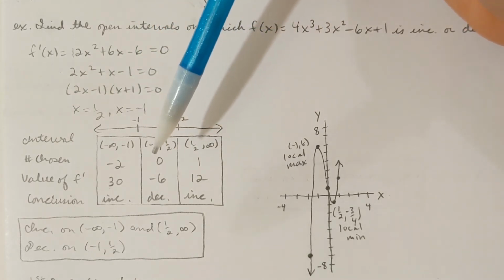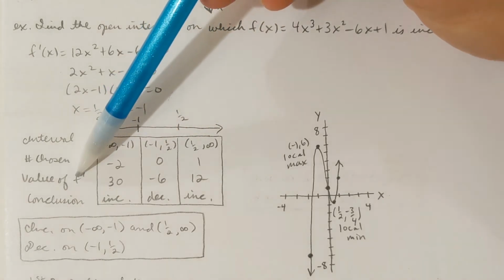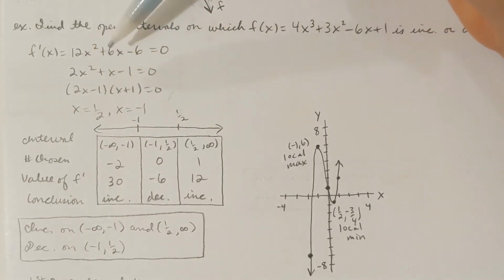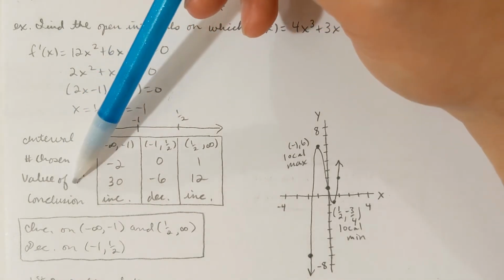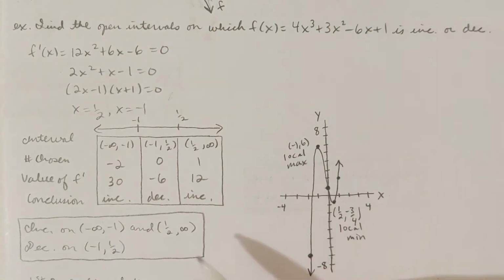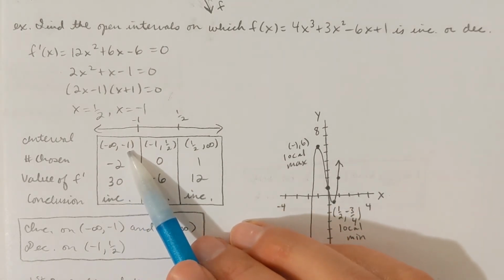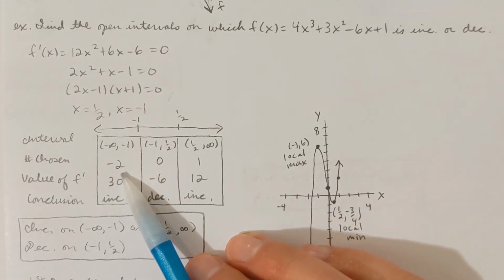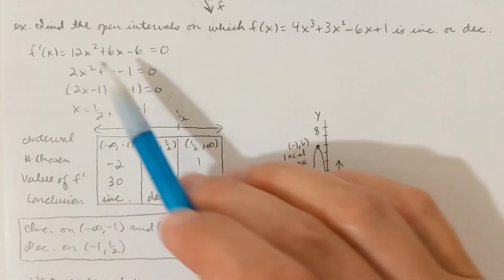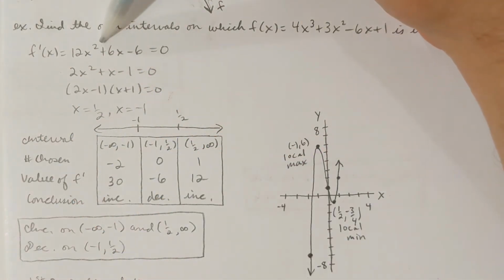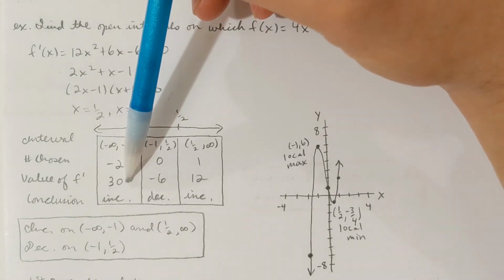Once I have that test value, I'm going to plug that number into the derivative to see if I get a positive or a negative value. All right, so let me do that. I need to select a number that is in the first group here, any number I want, just as long as it's less than negative 1. Like if x is negative 2, and I plug that into the derivative: negative 2 squared is 4, times 12 is 48, minus 12 is 36, minus 6 is 30.